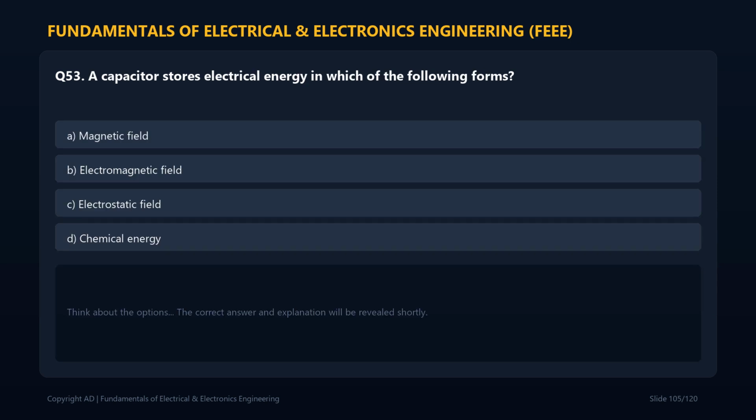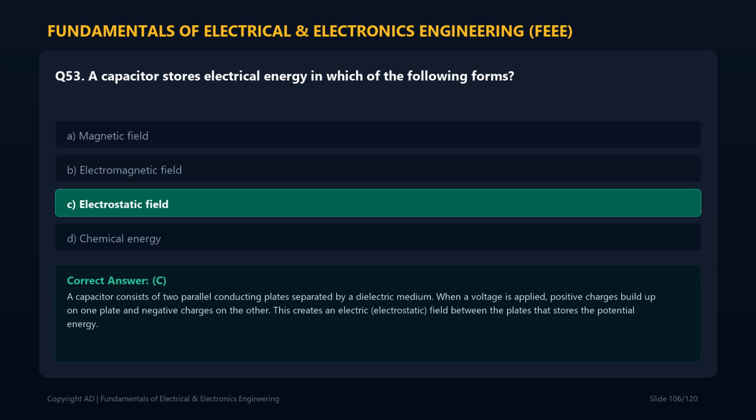Question 53. A capacitor stores electrical energy in which of the following forms? Option A. Magnetic field. Option B. Electromagnetic field. Option C. Electrostatic field. Option D. Chemical energy. The correct answer is C. Electrostatic field. A capacitor stores energy in the electrostatic field created between its charged plates when a voltage is applied.